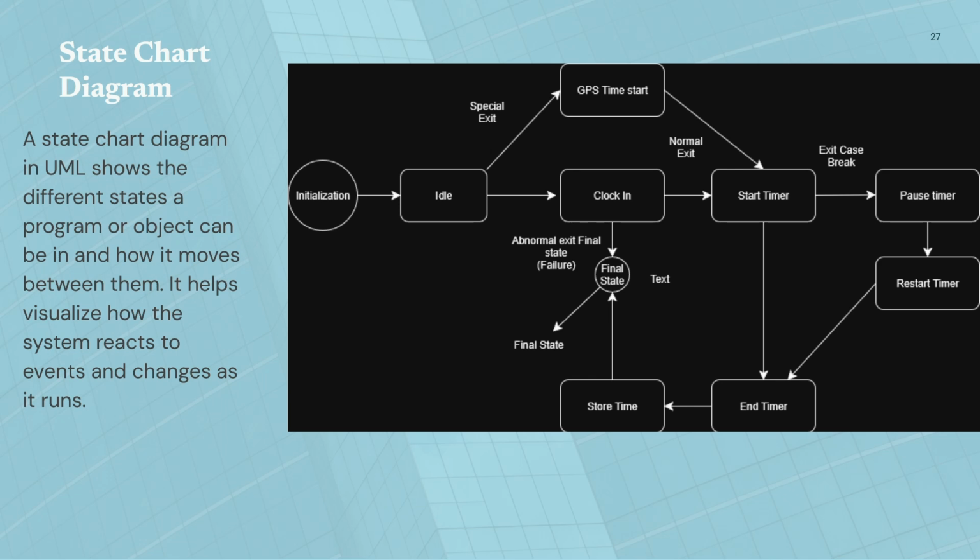This is our state chart diagram. This shows the different states the program can be in. Of course, it starts in initialization, then it can move to idle, and then you can either clock in via GPS or just the user clocking in, and then it will start the timer, and then you can either end the timer or pause and restart it, and then store the time.